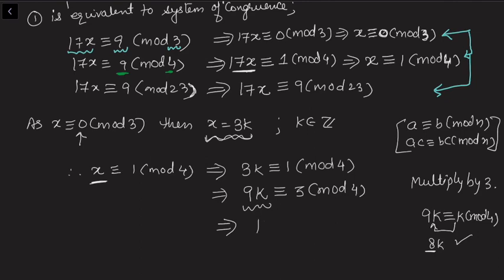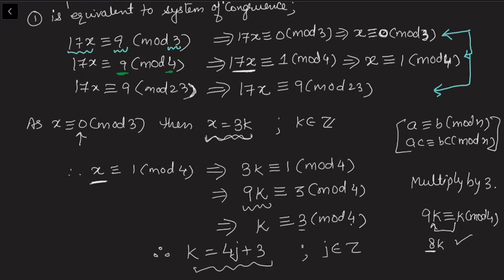So here I write this as k, replacing 9k by k, congruent to 3 modulo 4. So here you get k is appearing as 4 times some integer plus 3. That means it is 4j plus 3. It is of the type 4j plus 3, where j belongs to the integers. Now substitute this value back into this equation.